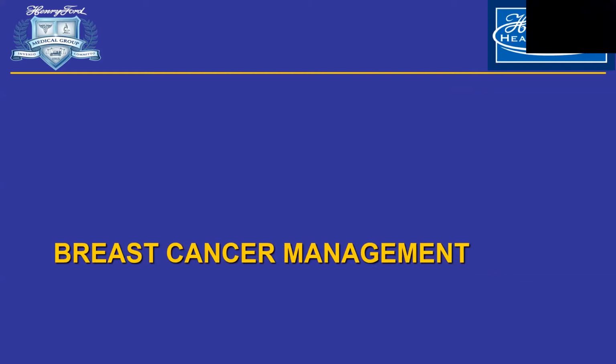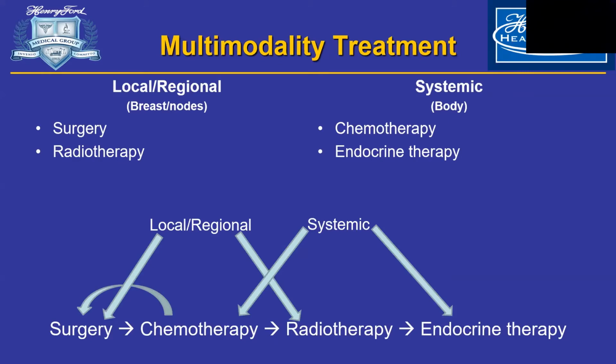All right, breast cancer management. So this is a busy slide, but this is the picture that I draw out for my patients every time I see a new breast cancer patient. When we talk about breast cancer treatments, we have both local regional treatments and systemic treatments, and they typically fall in the course described in this slide, starting with surgery, followed by chemotherapy, and sometimes we flip-flop that, then radiation, and then endocrine therapy.